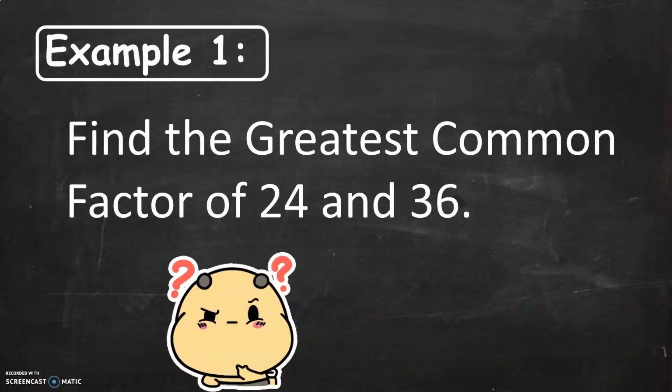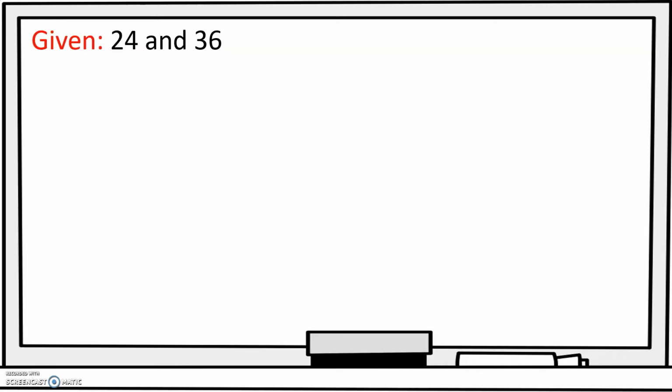Let's try to find the greatest common factor of 24 and 36. Again, to find the greatest common factor of two or more numbers, we will use the continuous division method. We will start by writing an upside-down division bar which looks like this one. Then let's put 24 and 36 inside. Now, we will look for a number that can divide both 24 and 36. Again, take note that it should be a number that can divide both the numbers inside our upside-down division bar.